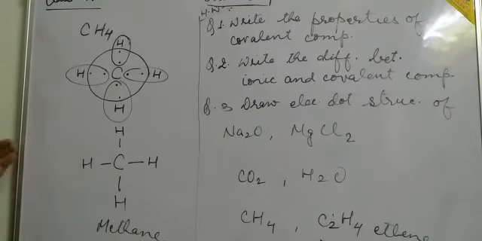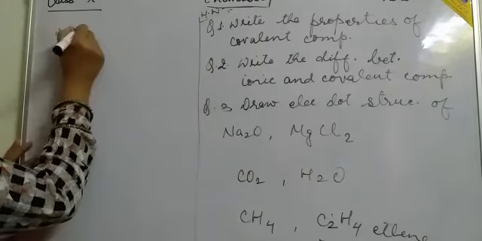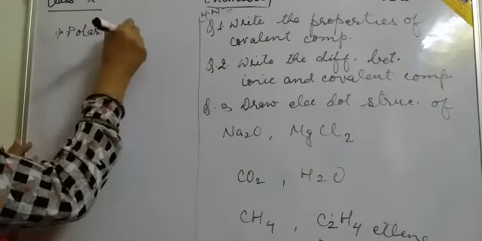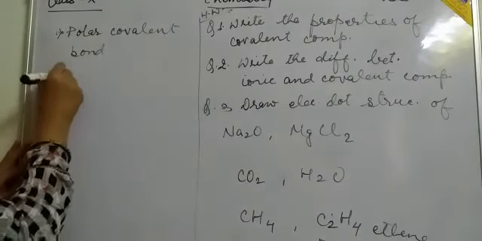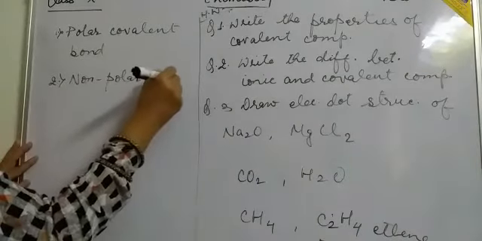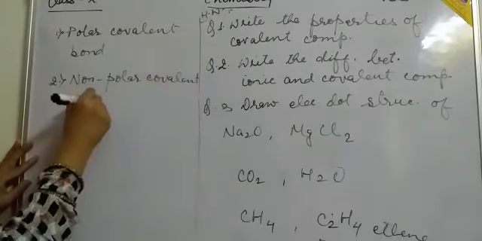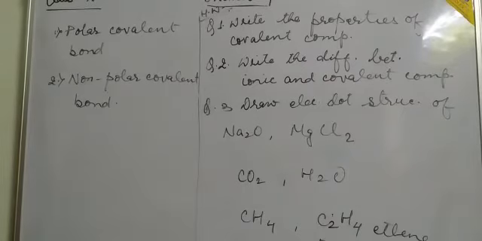Next, these covalent bonds are of two types. First are the single, double and triple bonds, but these single, double and triple bonds are also of two types. Covalent bond is a polar covalent bond or a non-polar covalent bond. This development of polarity is due to the difference in electronegativity.